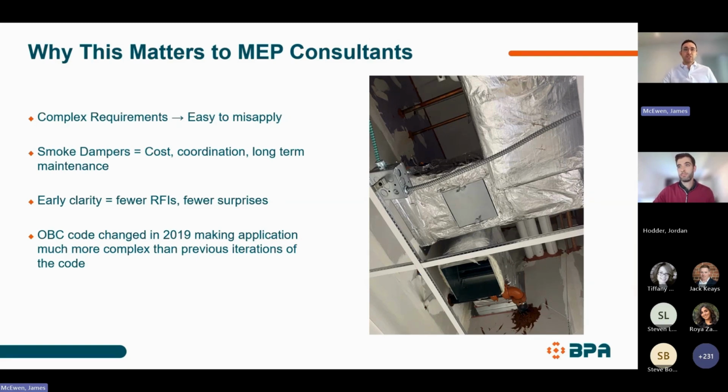So let's launch the second poll as well. So one of the issues that we deal with is just the cost. So let's say for the equivalent size fire damper that might cost $1,500 to install it, what do people think the equivalent size smoke damper might cost once it's installed?